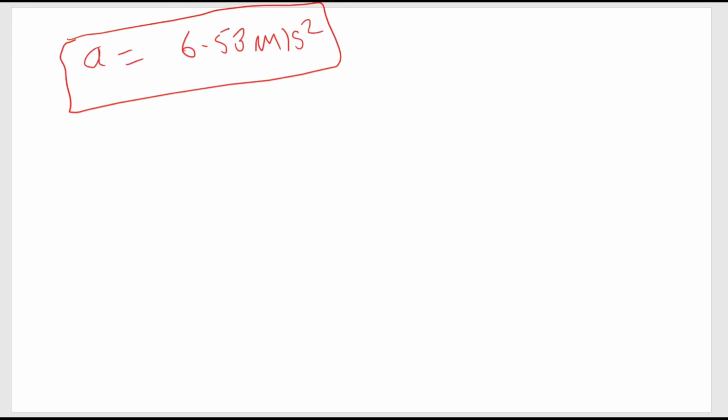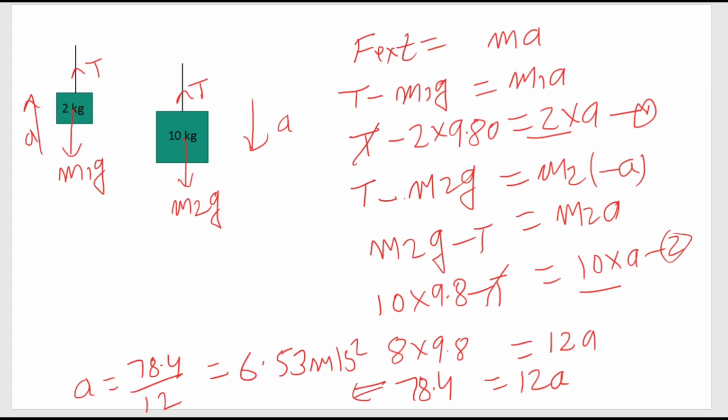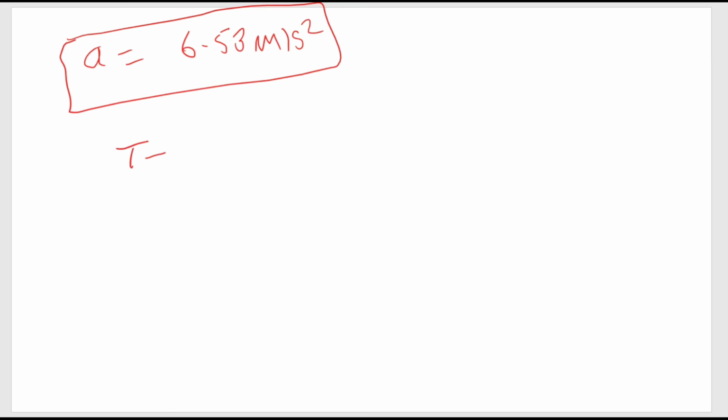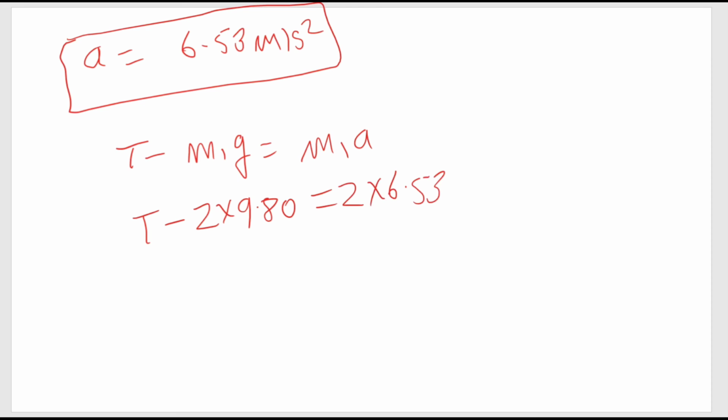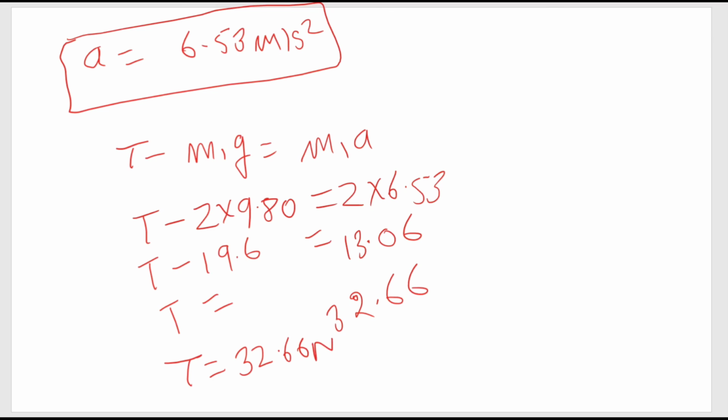Now put this acceleration in the first or second equation and we will find the value of T. So T minus m1g equals m1a. Putting in the acceleration of the blocks, T minus 2 into 9.8 equals 2 into 6.53. Now T minus 19.6 equals 13.06, and T equals 32.66. So we find T equals 32.66 newtons. So this is the acceleration, and this is the tension in the string.